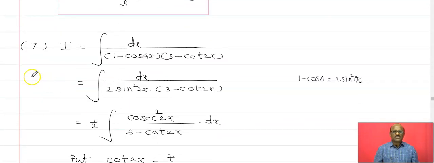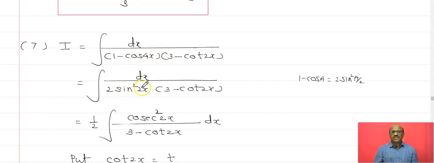Now the next problem is I is equal to integral dx upon, in bracket, 1 minus cos of 4x into 3 minus cot of 2x. Now 1 minus cos of 4x, we will apply the formula. What is that formula? 1 minus cos A is equal to 2 sine square A upon 2. Here we have 1 minus cos of 4x. Then you will get 2 sine square 4x upon 2.